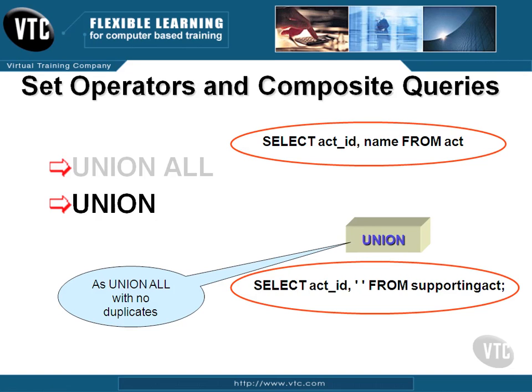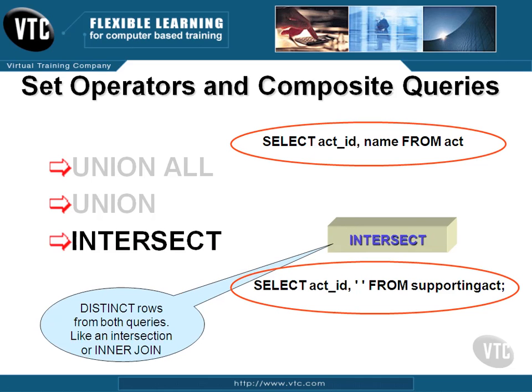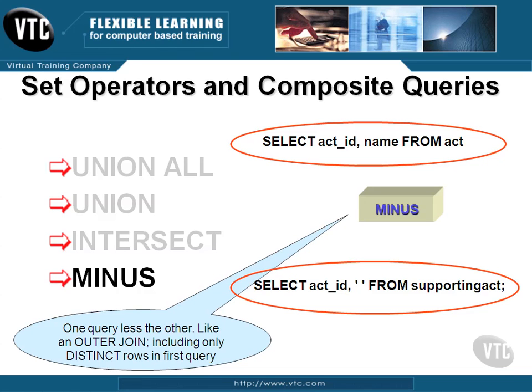Union would only find acts that are not supporting acts because it would remove the duplicate supporting act records. An intersect would effectively find only the supporting acts because it finds the records that are in both tables. And a minus would actually find only the acts because it would take all supporting acts out, which are effectively acts as well, so it removes any act that is a supporting act. So now let's go and look at some examples.